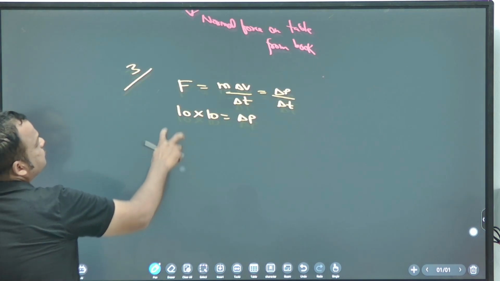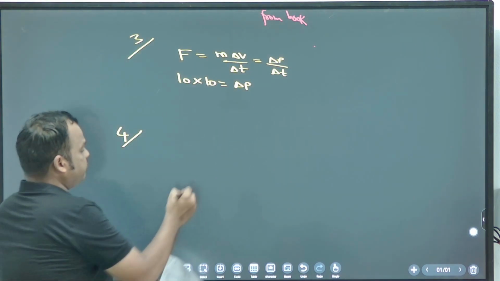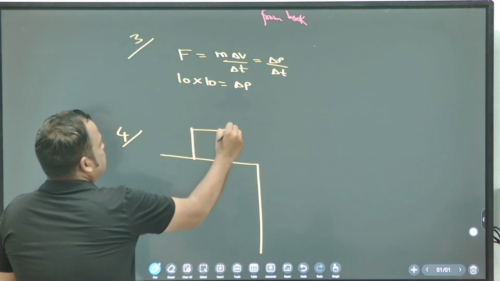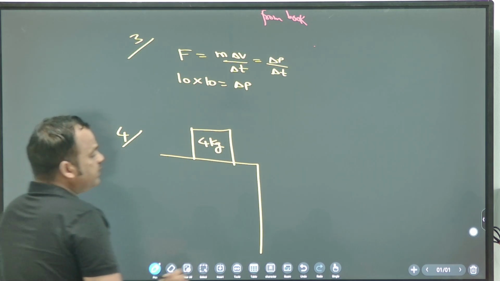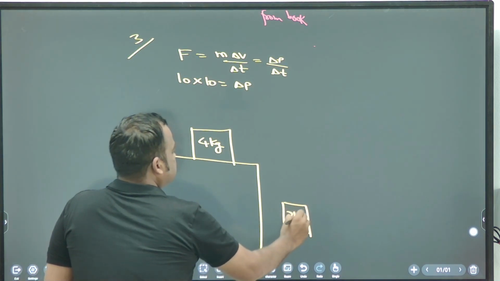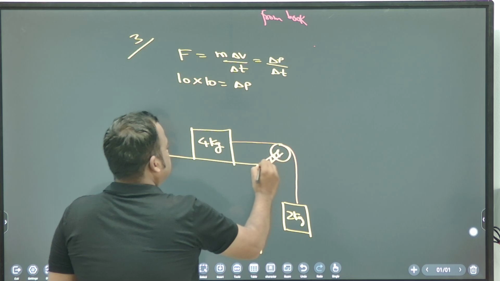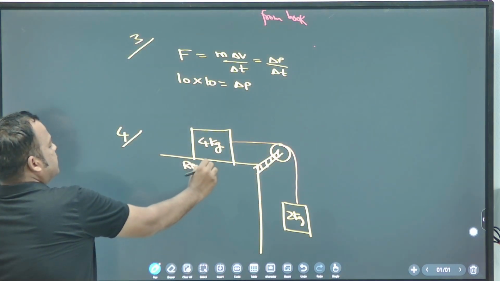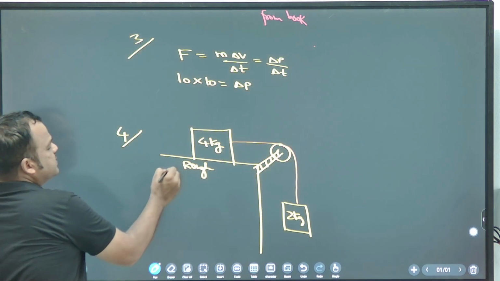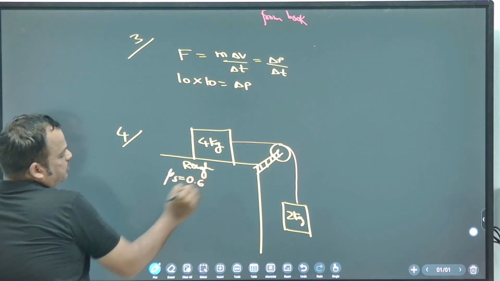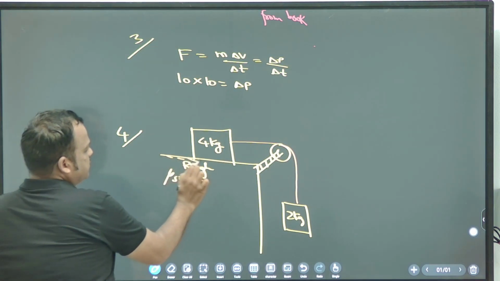Fourth question. Block of mass 4 kg placed on rough horizontal surface. So this is 4 kg. It is rough surface. Hanging block is 2 kg. This is 2 kg. This is pulley. 4 kg is kept on rough surface. Coefficient of friction is given 0.6. So mu s is given 0.6 for 4 kg and horizontal surface. Okay. This is the horizontal surface.